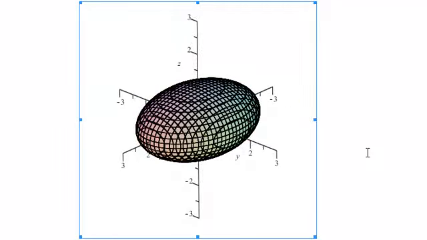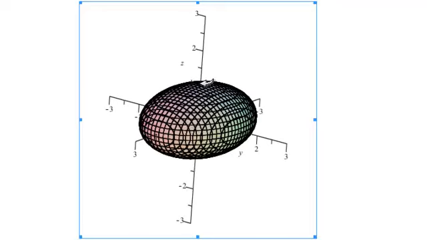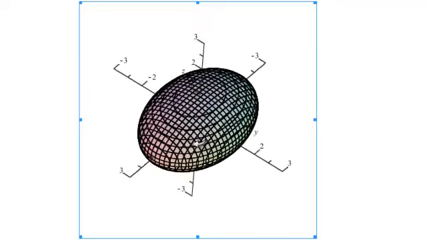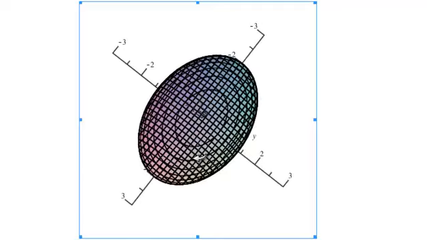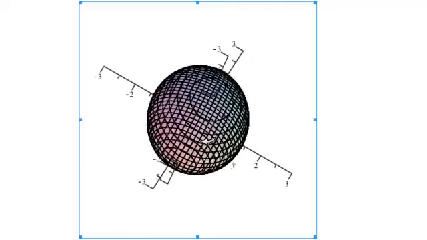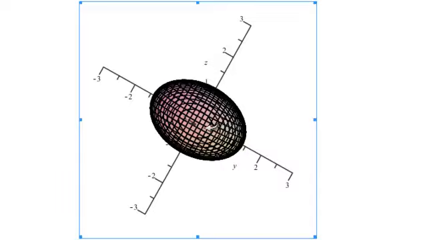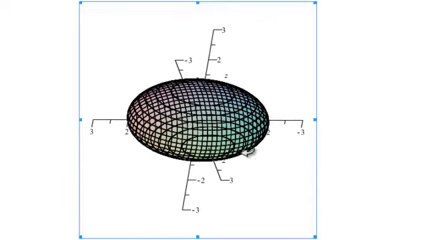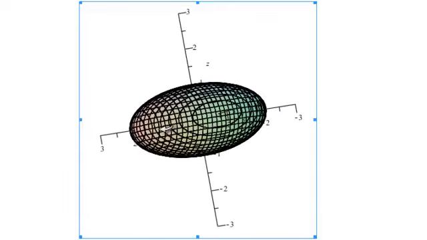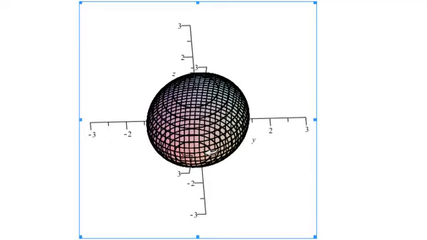I can even have Maple show all of the different traces that it used to render this shape. And so you can definitely see that as I look at it from above, all of the different traces are ellipses. And if I look at it in every direction, all I see are elliptical traces. So this is our ellipsoid right here, a shape composed entirely out of elliptical traces.